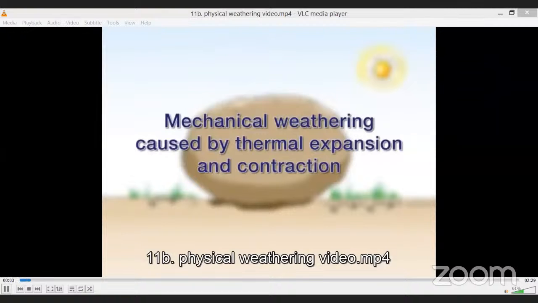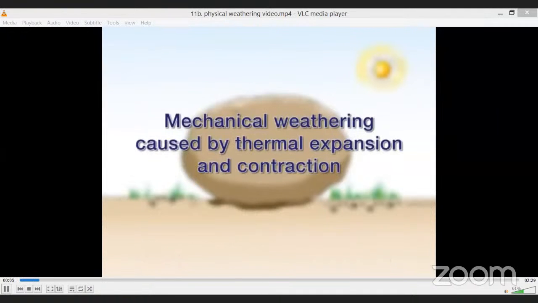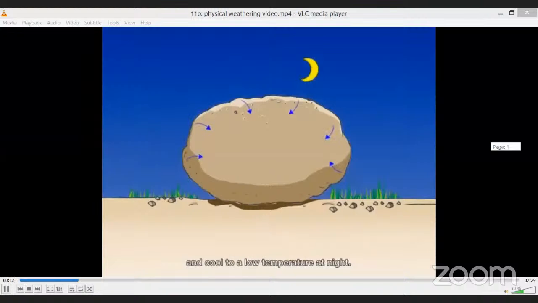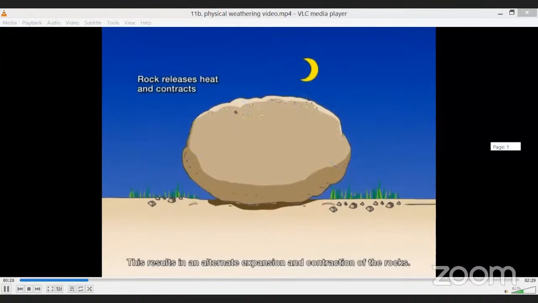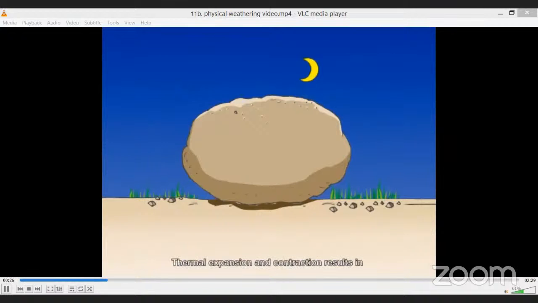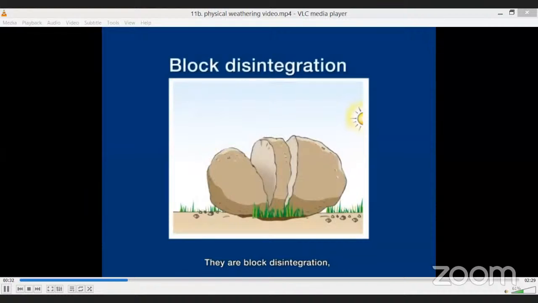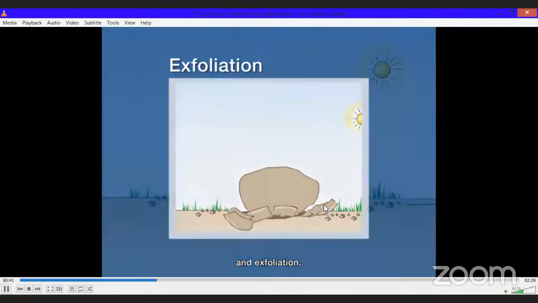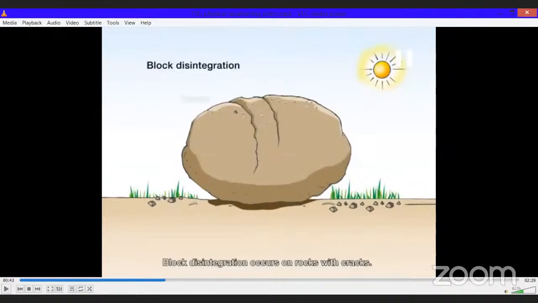Mechanical weathering caused by thermal expansion and contraction. In areas with a large diurnal range of temperature, the rocks are heated up intensely during the day and cool to a low temperature at night. This results in an alternate expansion and contraction of the rocks. Thermal expansion and contraction results in three forms of mechanical weathering. They are block disintegration, granular disintegration, and exfoliation.